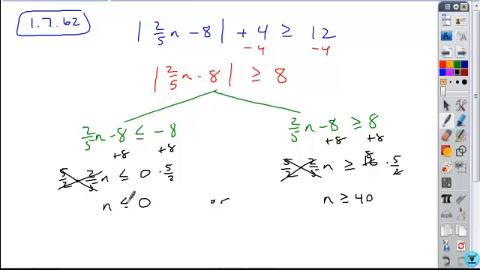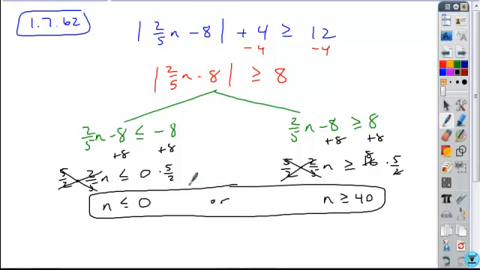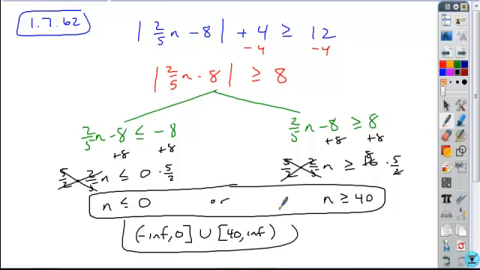So this would be our inequality notation. If we wanted it in interval notation, it goes from -infinity all the way to 0. It does include 0, can never include infinity. And then the other interval is from 40 and on. So again, it is going to include 40. It extends to infinity, can never include infinity. And then just a union of sets symbol in between.